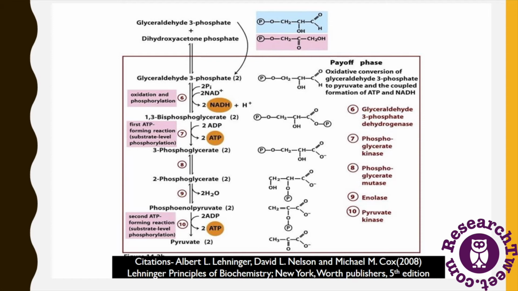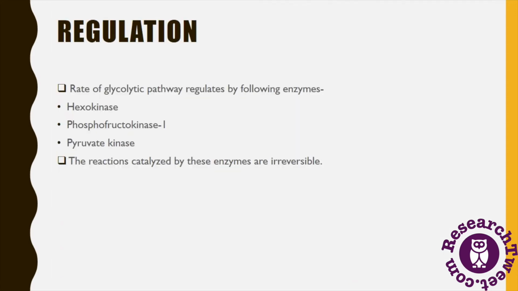So in this slide we have learned about the payoff phase, the enzymes that catalyze the reactions of the payoff phase, and the molecules formed in the payoff phase. Now, with the help of this slide, we will discuss the regulation of the glycolytic pathway. The glycolytic pathway is regulated by some enzymes, which are hexokinase, phosphofructokinase and pyruvate kinase. All three enzymes are irreversible, and the reactions catalyzed by these enzymes are irreversible.